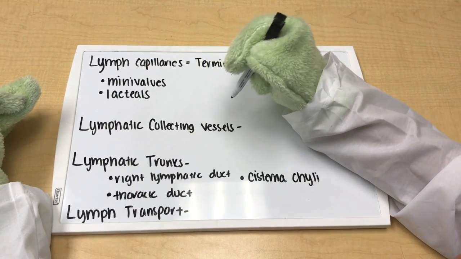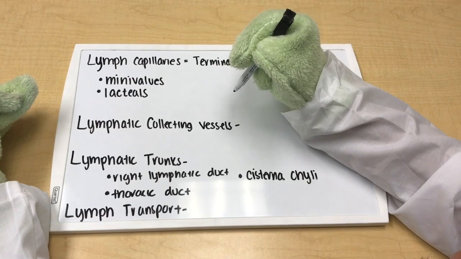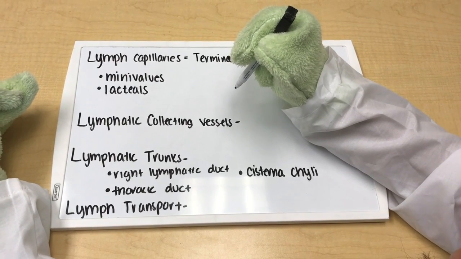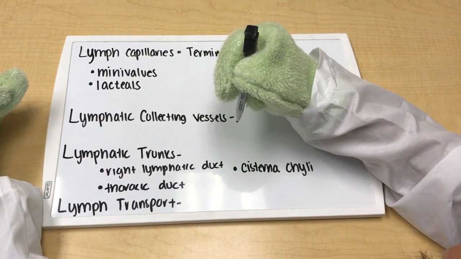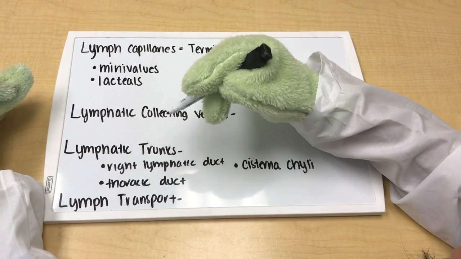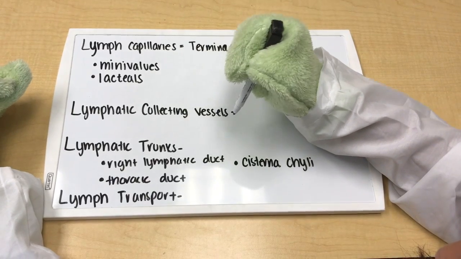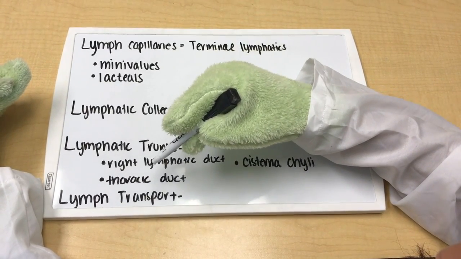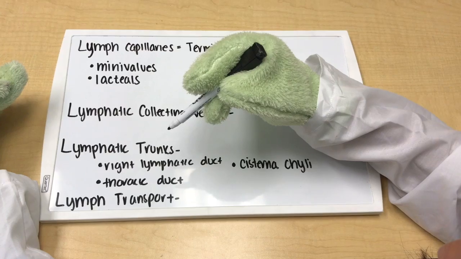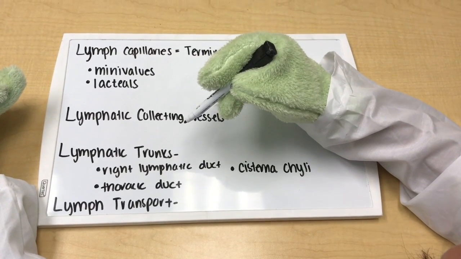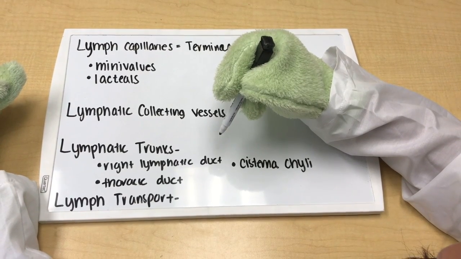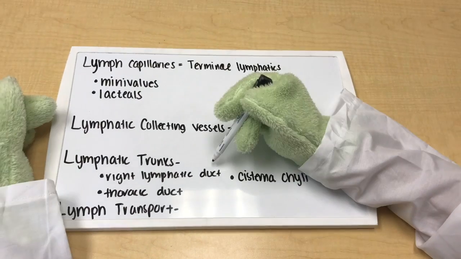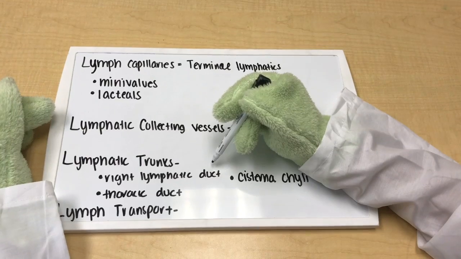Lymphatic collecting vessels pick lymph up from the capillaries and bring it to the lymph trunks. The lymph trunks go into ducts. There are 2 different kinds of ducts: the right lymphatic duct and the thoracic duct. The right lymphatic duct drains the upper right side of the body and empties between the right subclavian and the right jugular. The thoracic duct is the bigger of the 2 ducts.